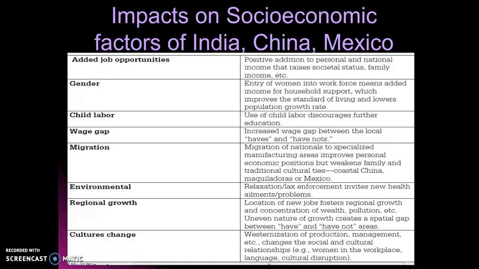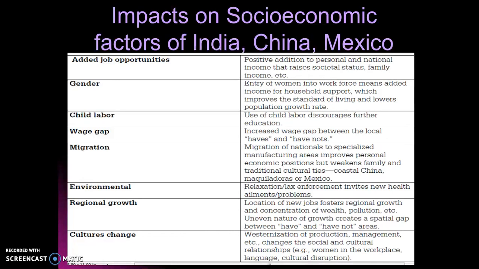Next, let's talk about the impacts of socioeconomic factors on India, China, and Mexico. In those DCs and LDCs, they've had more job opportunities because as those factories have opened, there are more jobs available there. So you see an increase in incomes, and you see more gender empowerment happening there as women are entering the workforce. This means added income for their household, but also more independence for women.